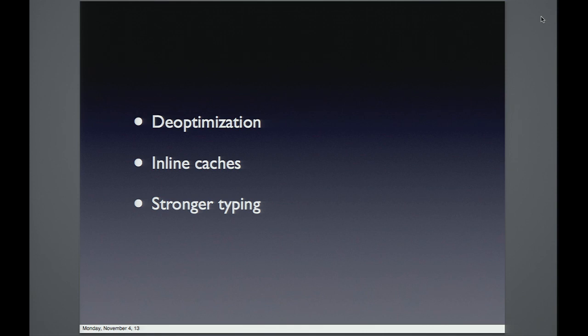So that's a classic technique in optimizing VMs. It's the reason why Java is fast. It's the reason why virtual calls in Java didn't matter in the end, because you can just de-optimize and speculate. The other thing you need is inline caches.